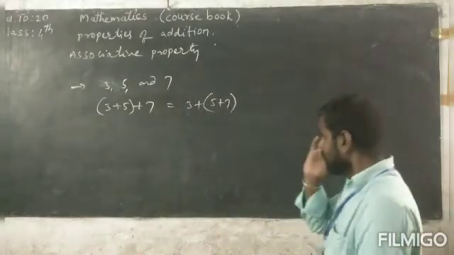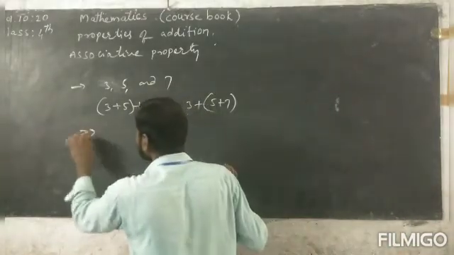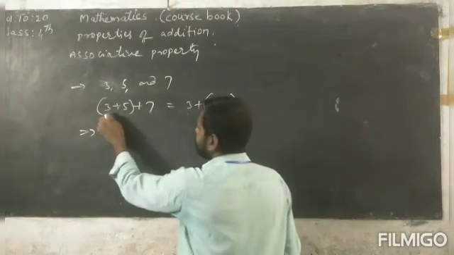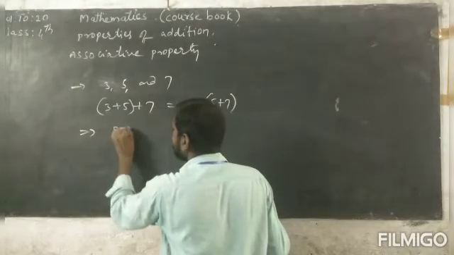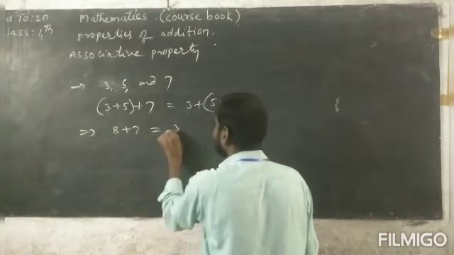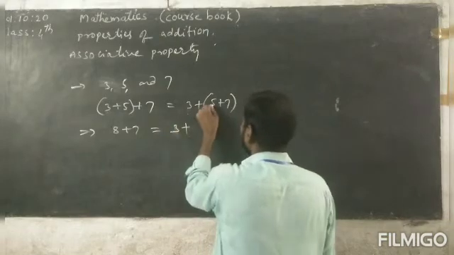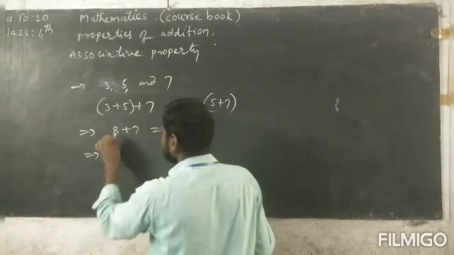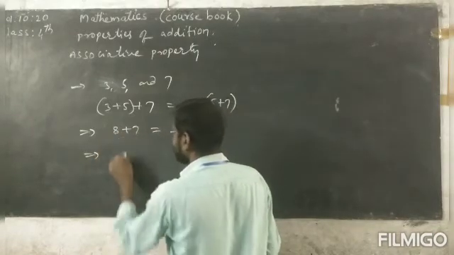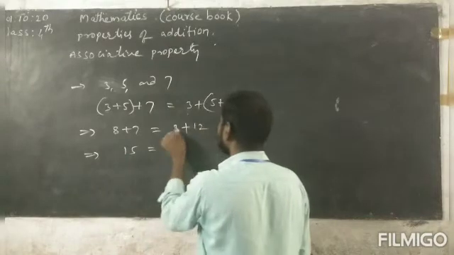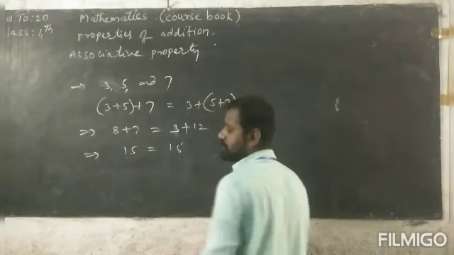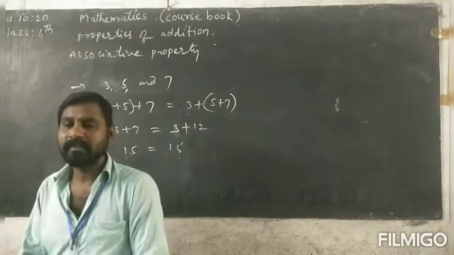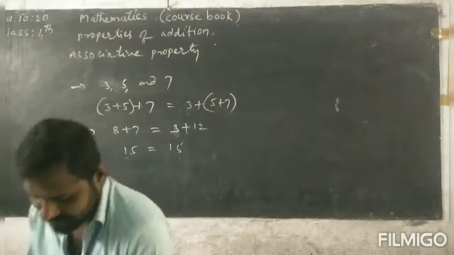See here. Now here you can write 3 plus 5. First we add the numbers in the bracket. So 3 plus 5, 8 plus 7, that is equals to 3 as it is, right? First we add 5 plus 7, 12, beta. Next here 8 plus 7, 15, that is equals to 3 plus 12, 15. LHS is equals to RHS. This is called as associative property.